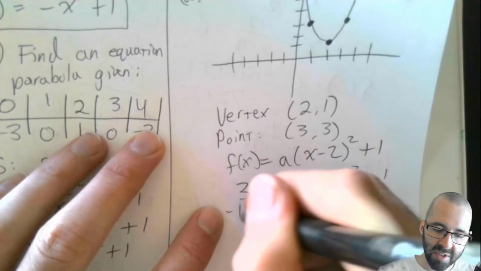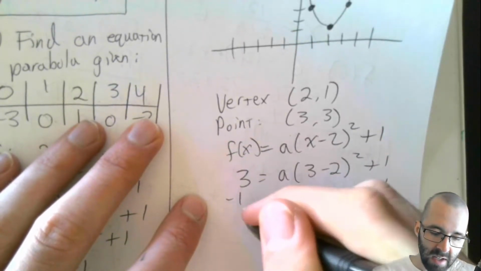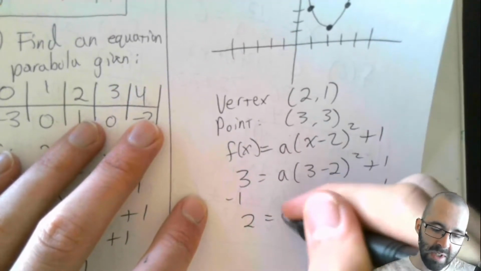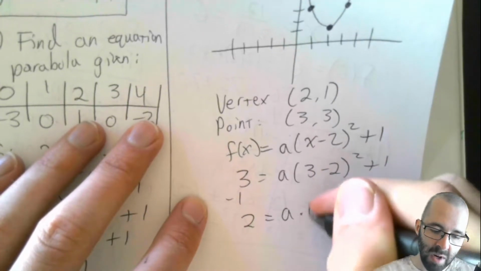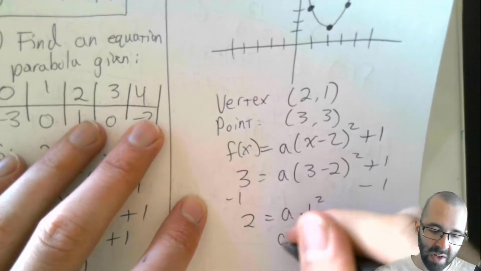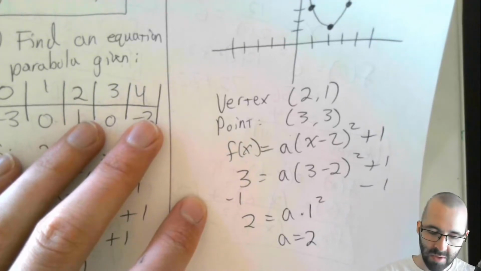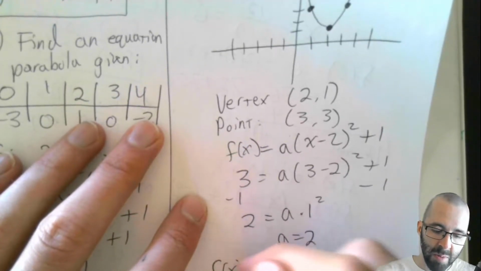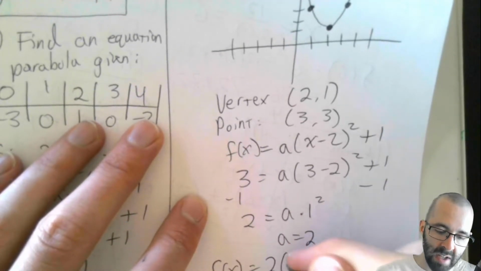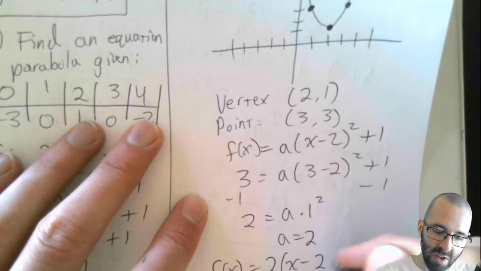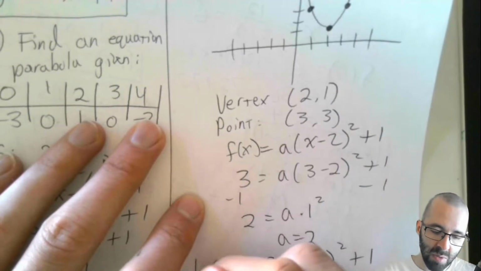Let's subtract 1 from both sides while we're here. We're going to get 2 equal to a times, this becomes 1 squared. Oh, 1 squared is 1. a is 2. Great. So our function, our formula, f of x is equal to a, which is 2, times x minus h, which is also 2, squared, plus k, which is 1.